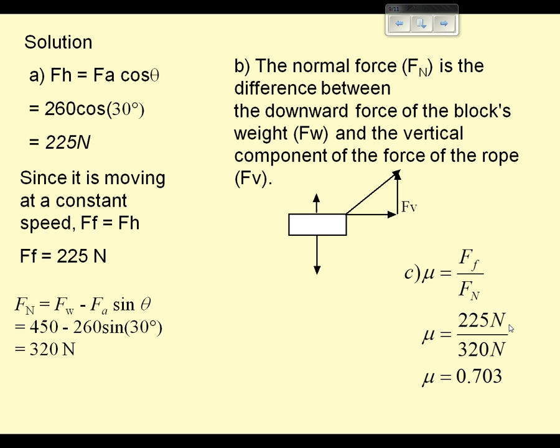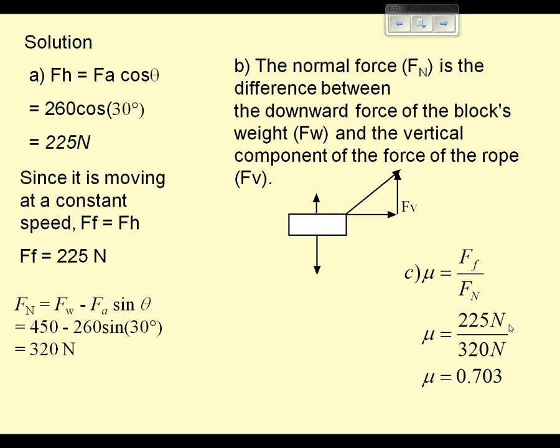I mean, there might be some that are greater than 1. Like if you took, let's say, a concrete block on a gravel road. Or concrete on asphalt. How much friction would there be? Quite a bit. But would it be more force than the actual weight of the concrete block? Probably not. It's just the way it is.